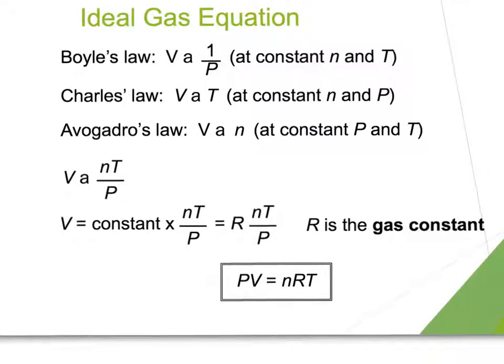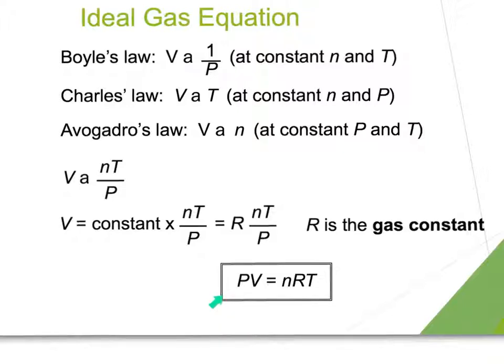As we review the ideal gas equation, we will have a combination of Boyle's law, Charles' law, and Avogadro's law coming in to form the ideal gas equation. Now right here is the ideal gas equation, PV equals nRT.